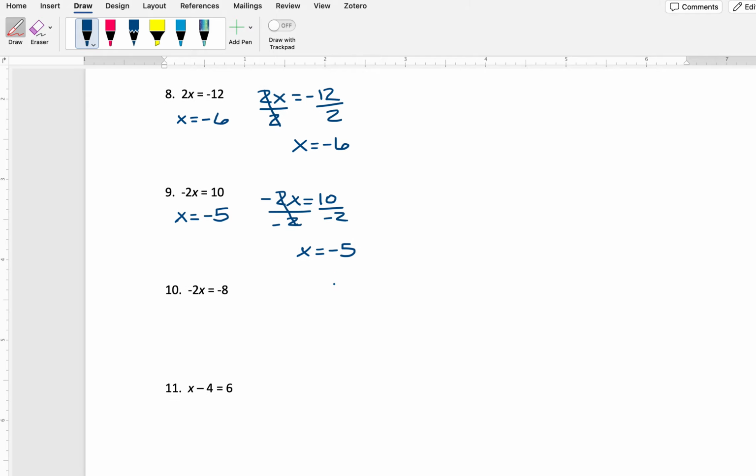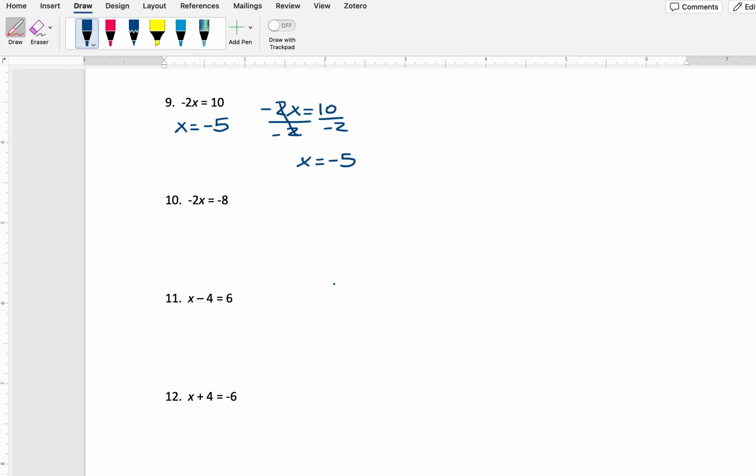For number 10, we have negative 2x equals negative 8. So if I'm multiplying something by a negative number and getting a negative number, that number must be positive. So x has to be positive 4. In terms of my equation, if I'm dividing both sides by negative 2, negative 8 divided by negative 2 is going to be positive 4.